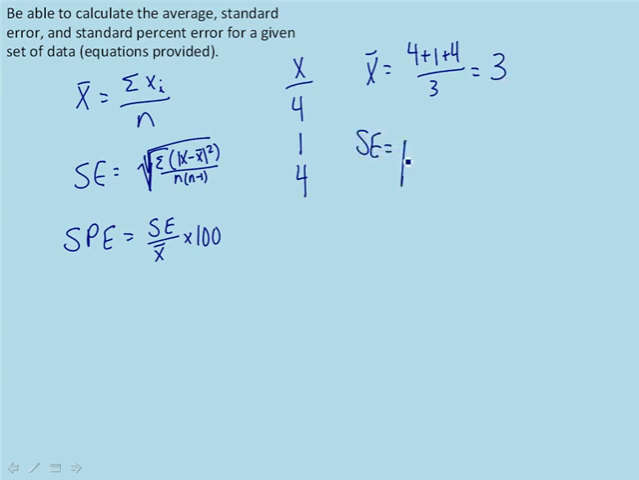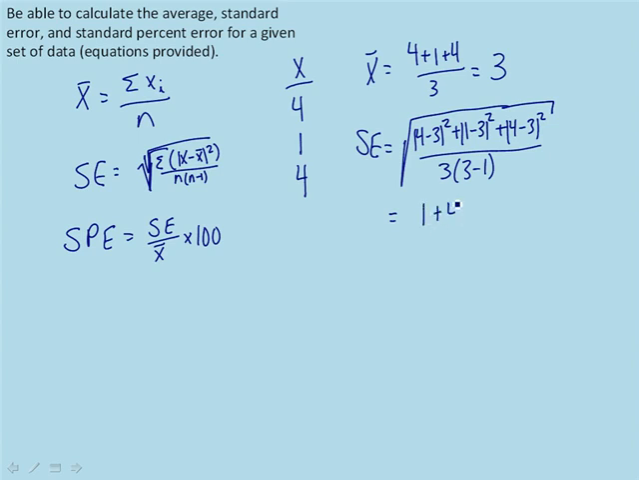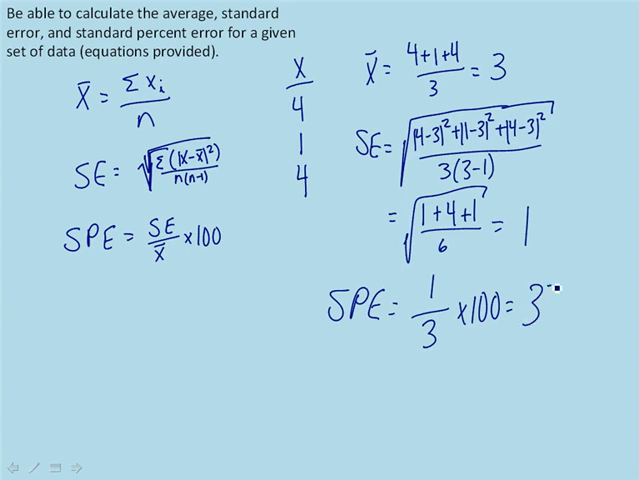The standard error is the square root of (4 minus 3) squared, where 3 is the average, plus (1 minus 3) squared, plus (4 minus 3) squared, and then that's divided by n times (n minus 1). That's equal to 1 plus 4 plus 1 divided by 6, square root of that. That's 6 over 6, the square root of 1, which is 1. Then the standard percent error is the standard error, 1, divided by the average, 3, times 100. That is 33% standard percent error.